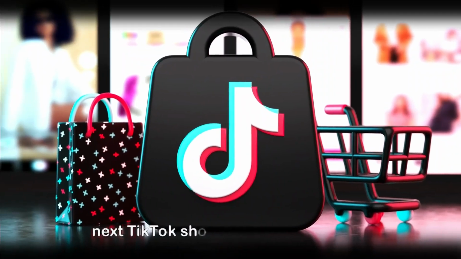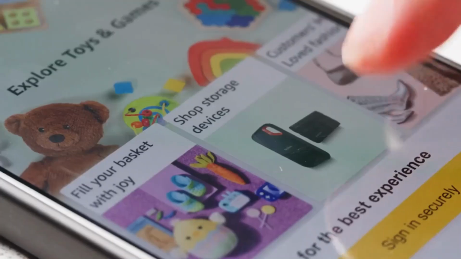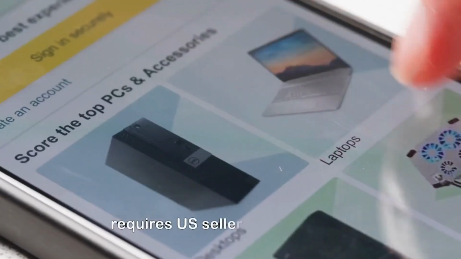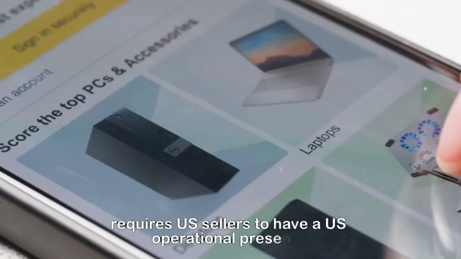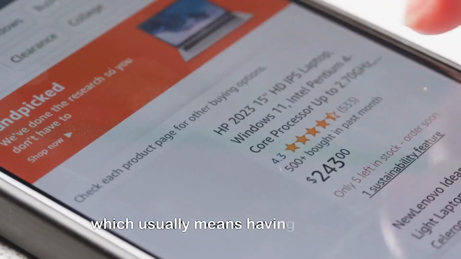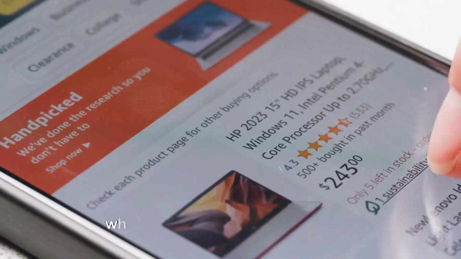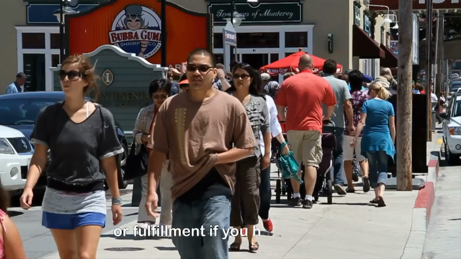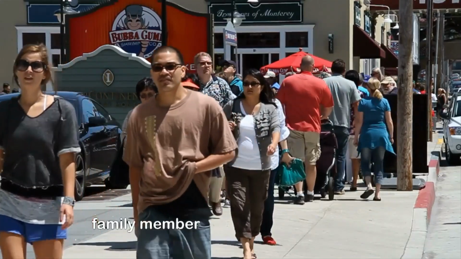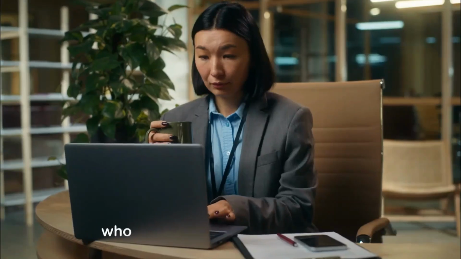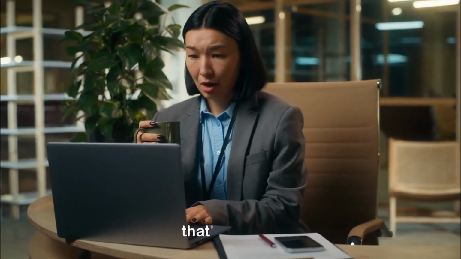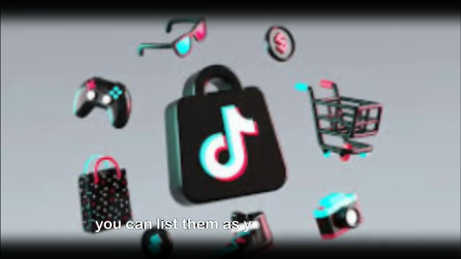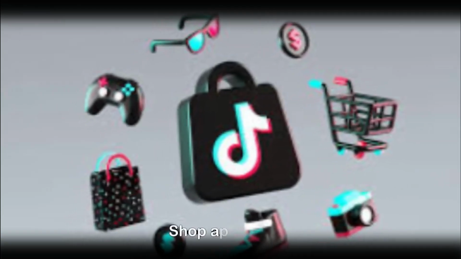Next, TikTok Shop is more complicated. TikTok requires US sellers to have a US operational presence, which usually means having someone in the United States who can handle returns, customer service, or fulfillment. If you have a friend, family member, or business partner in the US who can act as your representative, that's perfect. You can list them as your US contact on your TikTok Shop application.